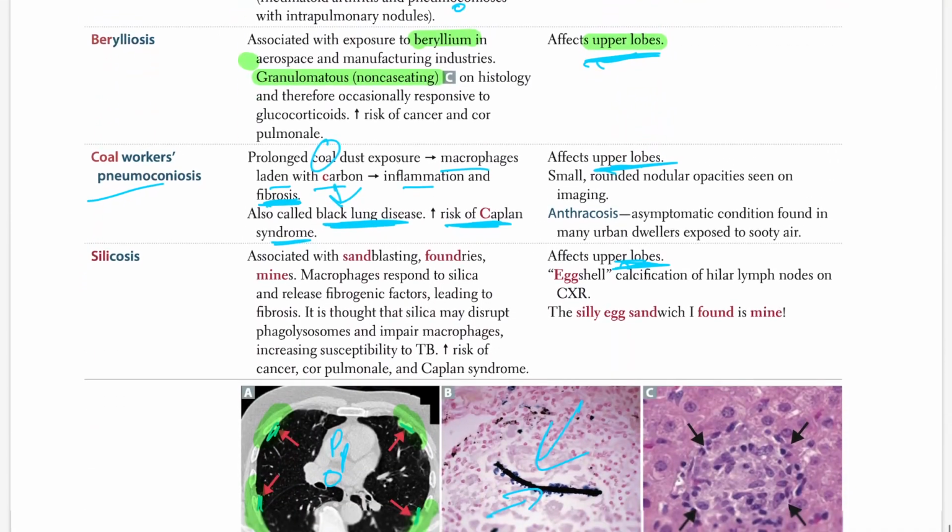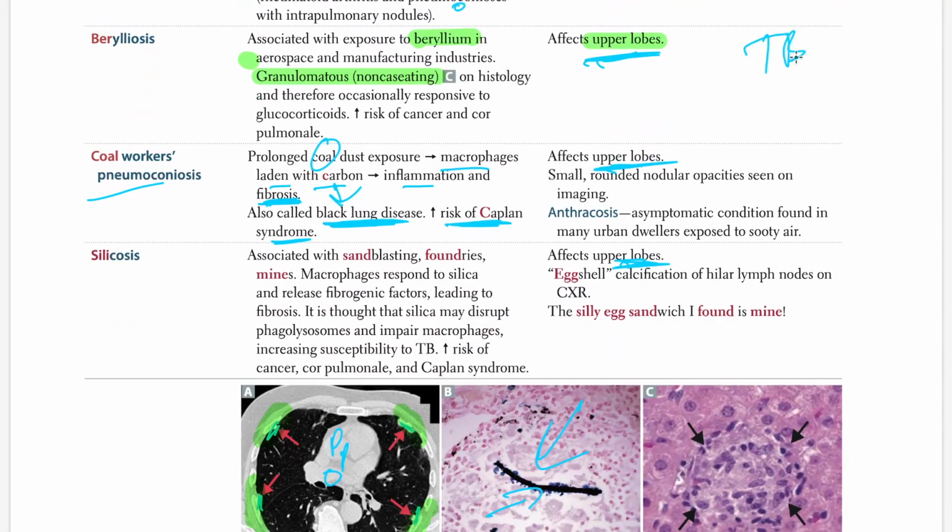Okay. And what else? Tuberculosis also affects the upper lobes in the primary infection. But in the reactivation, it's going to affect the lower lobes. Okay. So looking at again back here, coal workers, what do we have? Affects the upper lobe, small, round, nodular opacity seen on imaging. Anthracosis. What is anthracosis? There are asymptomatic conditions found in many urban dwellers exposed to sooty air.